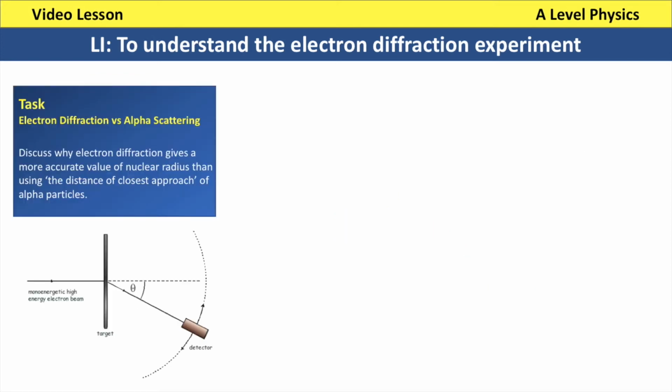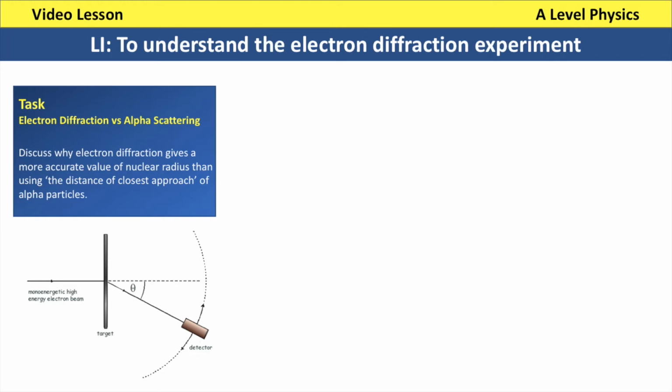So, another task for you, please. I want you to discuss why electron diffraction gives a more accurate value of nuclear radius than using the distance of closest approach of alpha particles. Pause the video and try to come up with at least 3 explained points for your answer. Press play once you've had a go at the task.